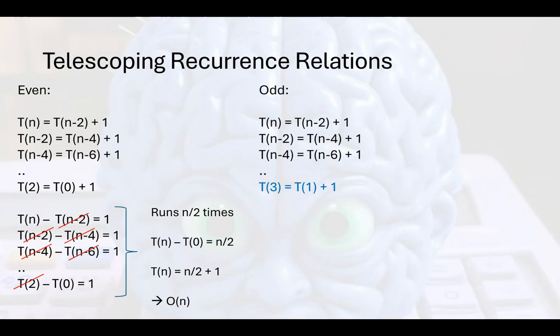Now let's see how this works for an odd number of items. It's all very similar, except that the last line is now t of 3 equals t of 1 plus 1.